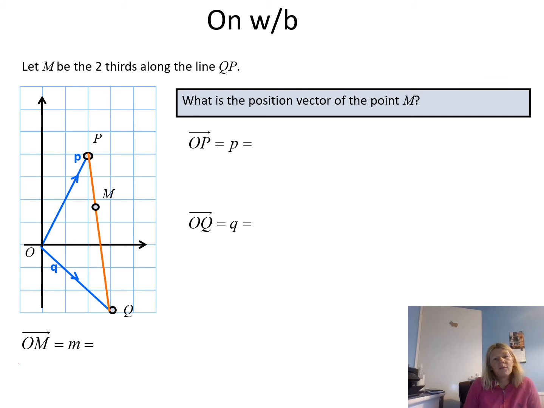On your whiteboard then, let M be 2/3 along the line of Q to P. So it's 2/3 along that bit, so 1/3 along the other bit if you want to use that fact. Work out what O to P is first, please, in numbers, and then try and find what O to M is. So pause the video, have a go, and we'll pop the answers up.